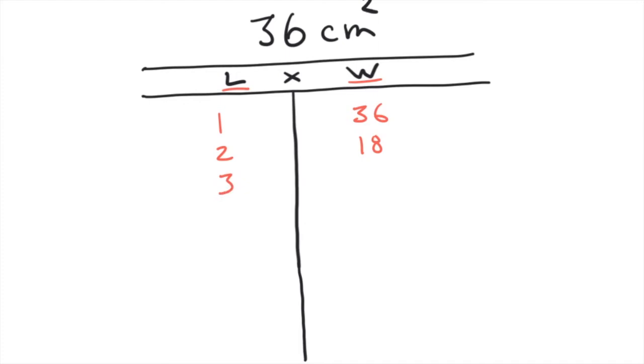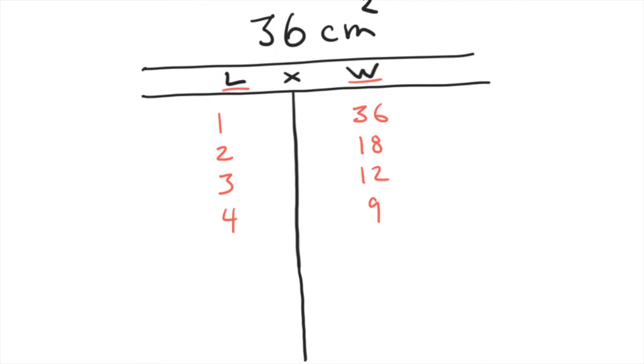Can 3 go into 36? Well, if I do the math, I can find out that yes, in fact, it does. 3 times 12 is 36. If I remember my times tables, I can get that one. Can 4 go into 36? Well, I know it does. 4 times 9 is 36.